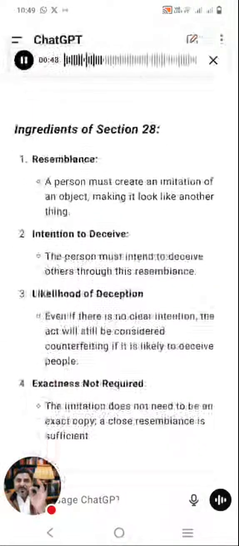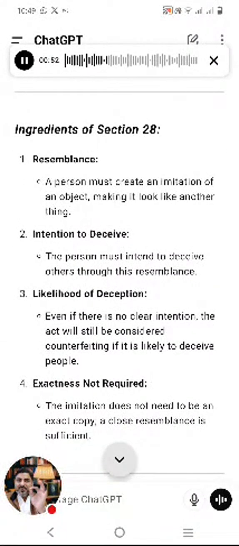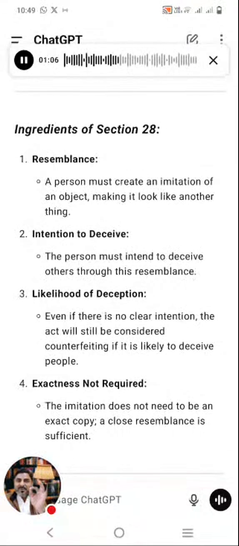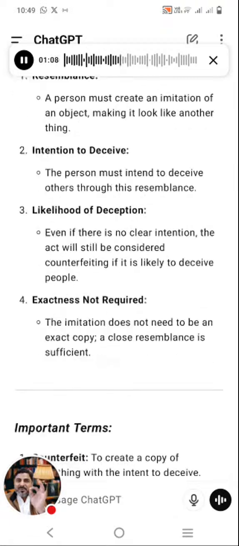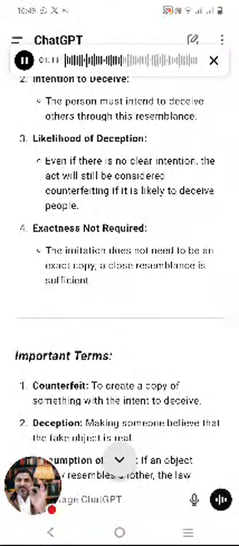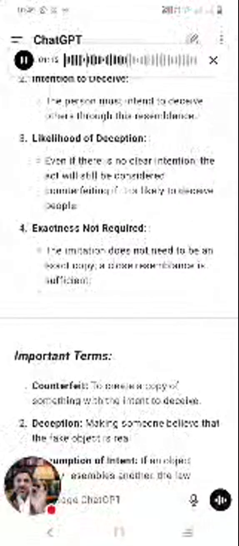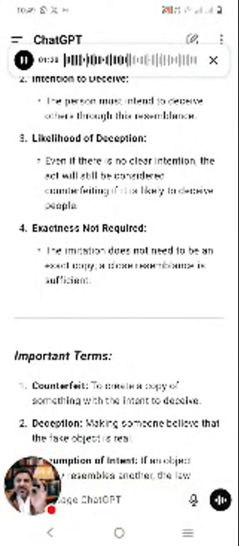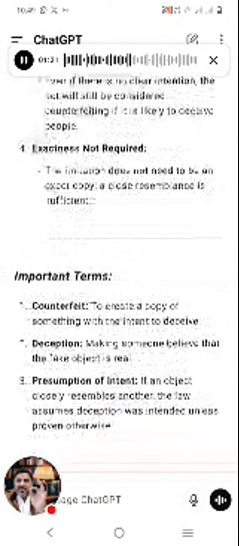Ingredients of Section 28. 1. Resemblance. A person must create an imitation of an object, making it look like another thing. 2. Intention to deceive. The person must intend to deceive others through this resemblance. 3. Likelihood of deception. Even if there is no intent, the act will still be considered counterfeiting if it is likely to deceive people. 4. Exactness not required. The imitation does not need to be an exact copy. A close resemblance is sufficient.